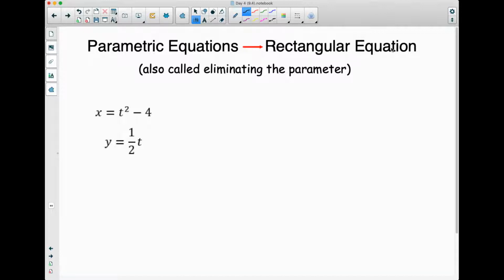Which equation looks easiest to solve for t for? Yeah, y. So if I multiply by 2, I get t equals 2y. And then I'm going to simply substitute that in up here.